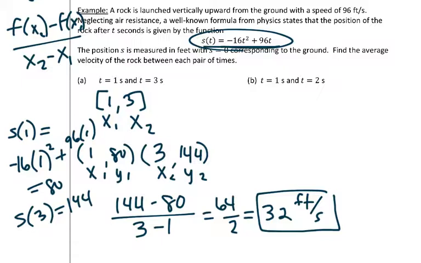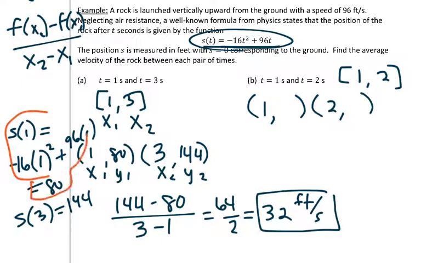Alright, so we're going to do the same thing in part B. Remember our interval here now is from 1 to 2. If I want to find my 2 points here, I already know when t is 1, we found it already over here, if you recall. So I know that this is 80, but now I've got to find s of 2. If I plug 2 into the s function, I got 128. So double check those values, but 128 is what I got.